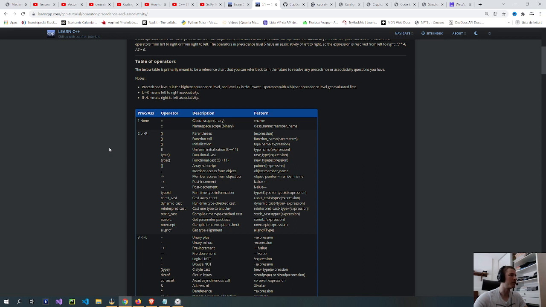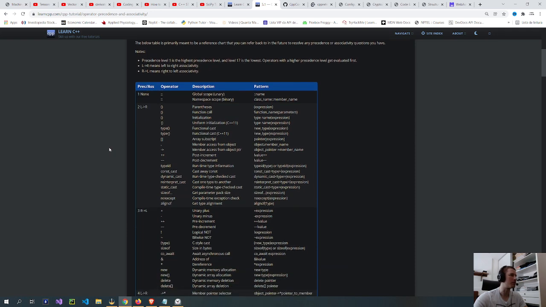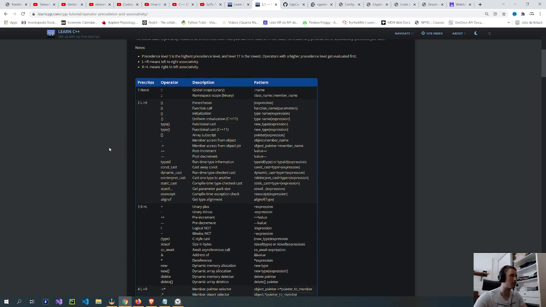Table of operators. The below table is primarily meant to be a reference chart that you can refer back to in the future to resolve any precedence or associativity questions you have. Note, precedence level 1 is the highest precedence level, and level 16 is the lowest. Operators with a higher precedence level get evaluated first. An arrow pointing one way means left to right associativity, and the other way means right to left. Oh, it's not bigger, it's an arrow. Yeah, same thing.